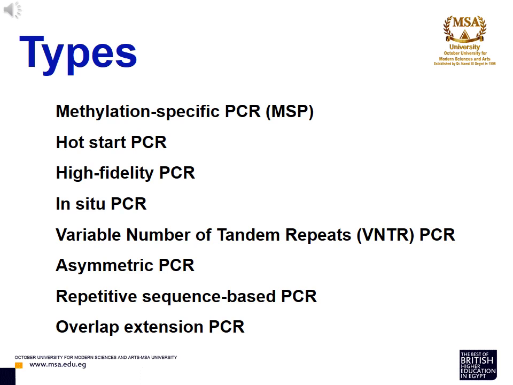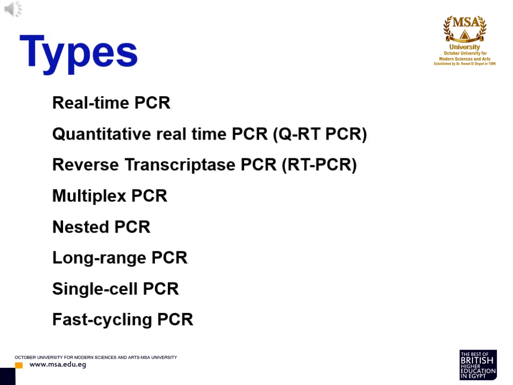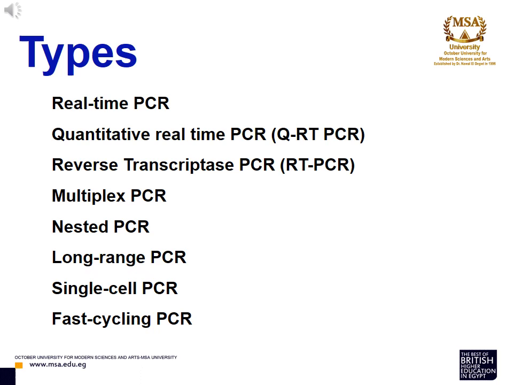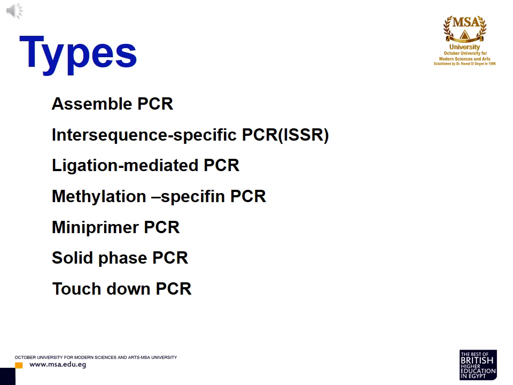Types of PCR include methylation-specific PCR, hot start PCR, high-fidelity PCR, in situ PCR, asymmetric PCR, repetitive sequence-based PCR, overlap extension PCR, real-time PCR, quantitative real-time PCR, reverse transcriptase PCR, multiplex PCR, nested PCR, long-range PCR, single-cell PCR, fast-cycling PCR, assembly PCR, ligation-mediated PCR, methylation-specific PCR, mini-primer PCR, solid-phase PCR, and touchdown PCR.